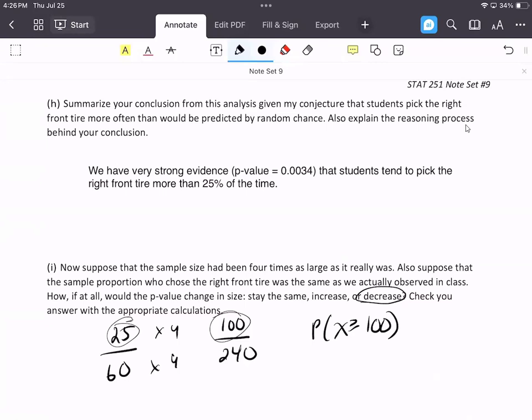Can we ever find evidence for the null, to support that it's random chance? This is going to come up later. No. We can never find evidence for the null because something else can be going on, all right? So that takes care of this example, and we will be doing more examples with this in note sets 10 and 11.